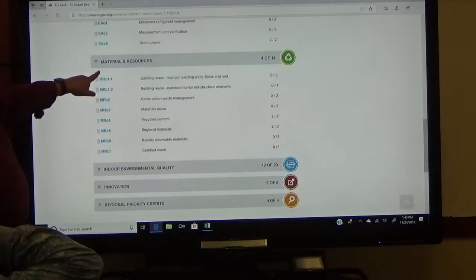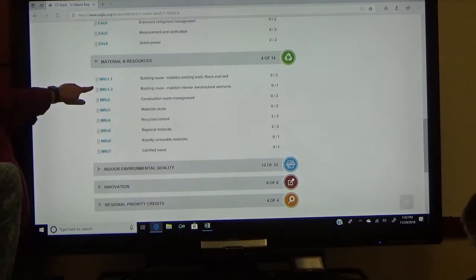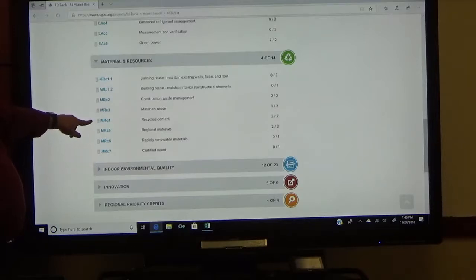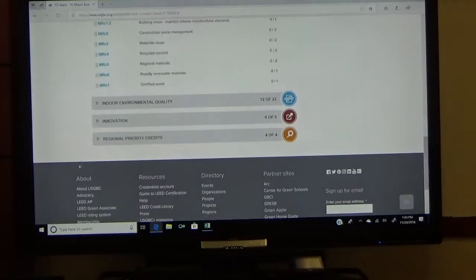Okay, so on materials, this is a big one. Being able to reuse materials that are already there, either on site or reclaimed materials, recycled content, rapidly renewable materials, obviously like wood, and then certified wood, depending on where it's sourced, can be of great value.